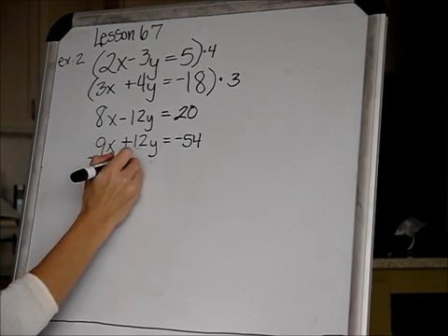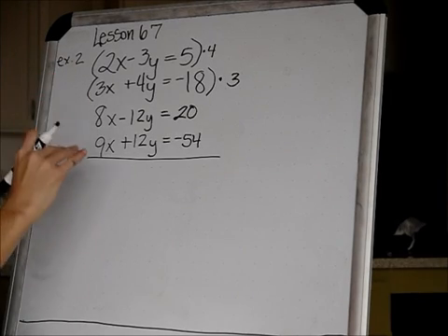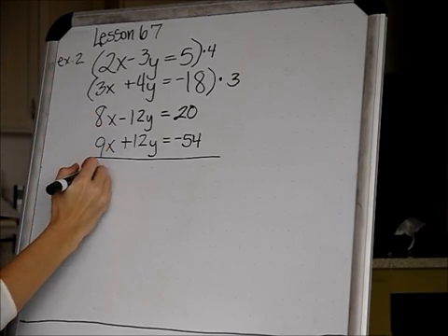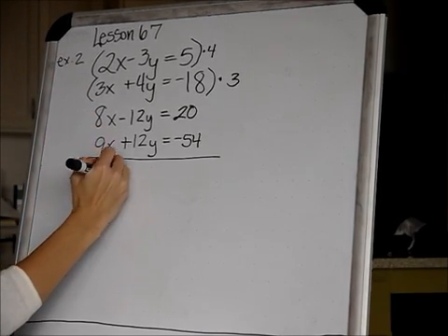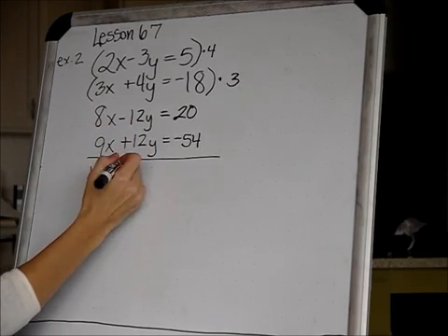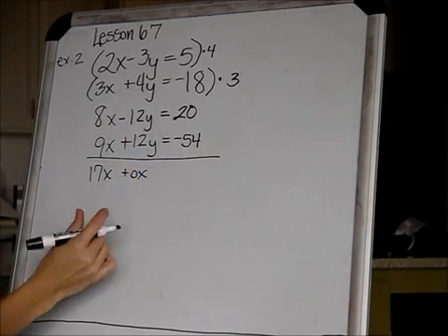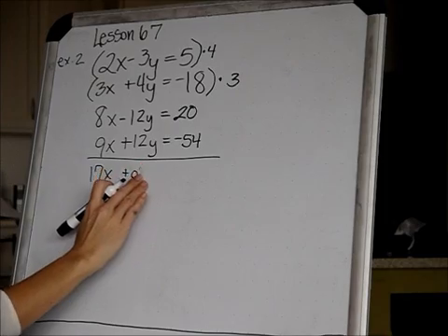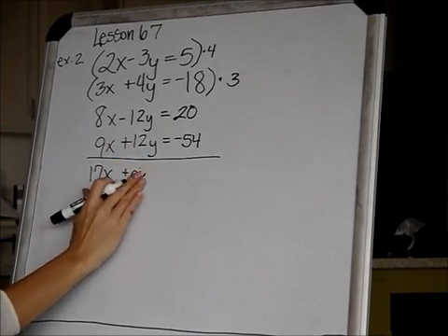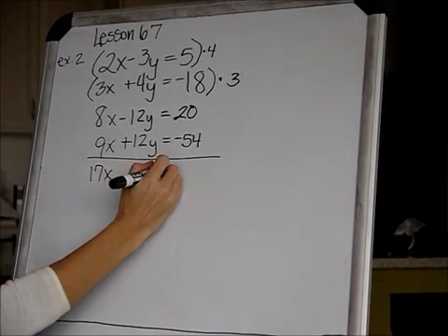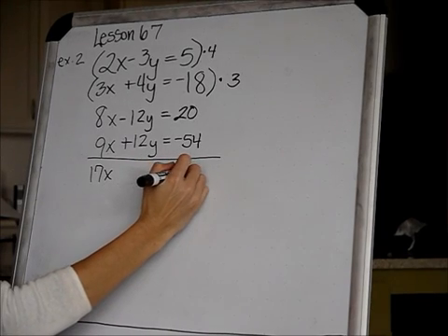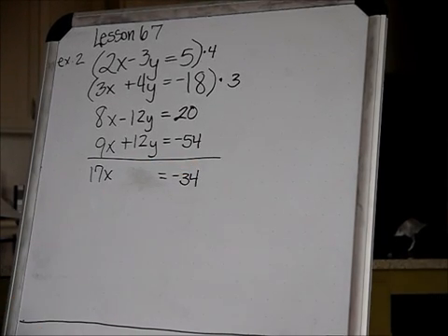So now we're gonna draw our line and we're going to add these equations. So 8 and 9 make 17 x's. These guys drop out. So some people write plus 0y, but that's kind of a waste of time, isn't it? Can't we just leave it gone? Equals negative 34. X equals negative 2.